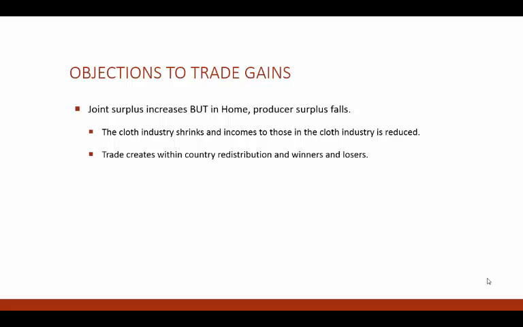Of course, when we look at the distributional implications of trade within each country, so in this case within home, we see that the producer surplus labeled in both diagrams as B has fallen, while the consumer surplus labeled in both diagrams as A has increased. In fact, in the second diagram, the consumer surplus is both areas A and C. This means cloth producers in home lose from trade, whereas cloth consumers in home gain from trade. One important lesson here is that trade could, as in this case, create winners and losers.